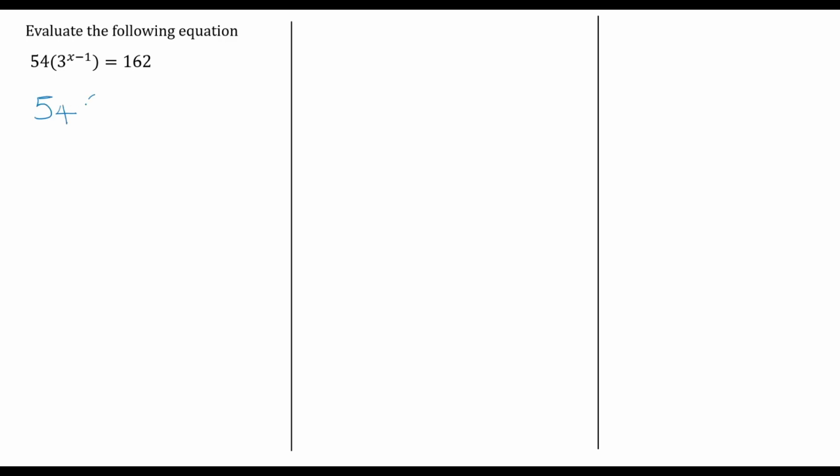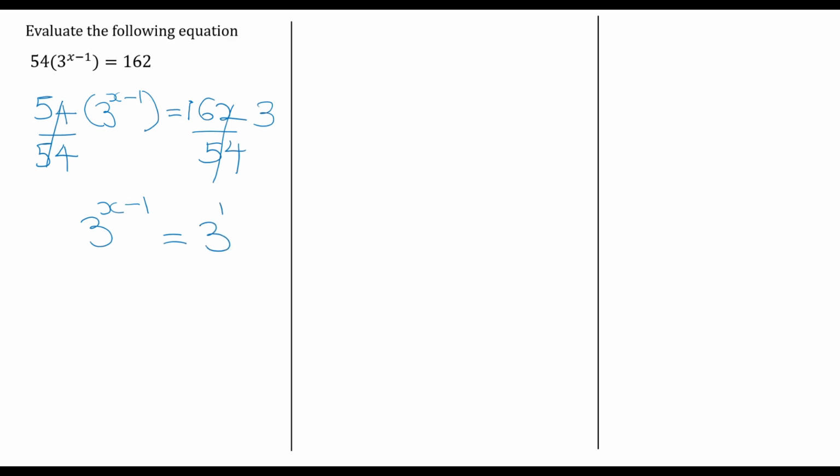54 into brackets 3 power x minus 1, close the bracket, is equal to 162. Divide both sides by 54. Cancel on the left hand side, you're left with 1. On the right hand side, you'll be left with 3. Therefore, 3 to the power x minus 1 is equal to 3 to power 1.